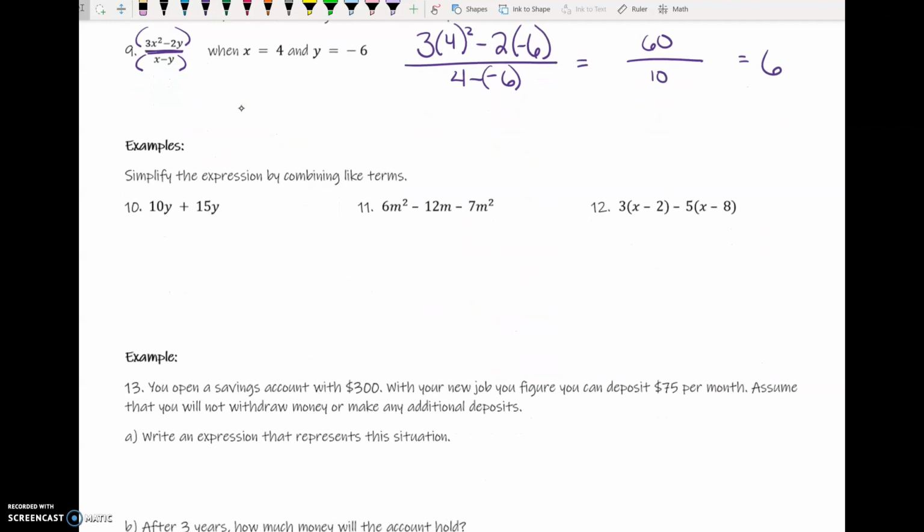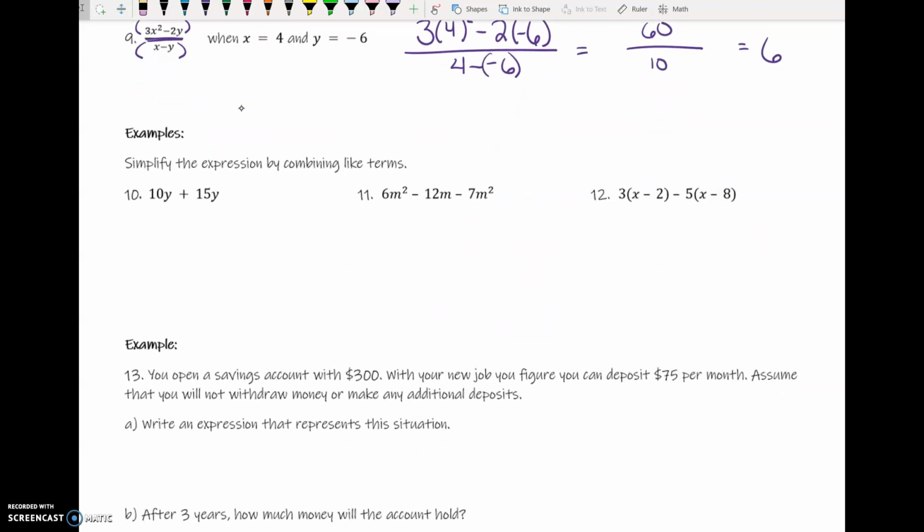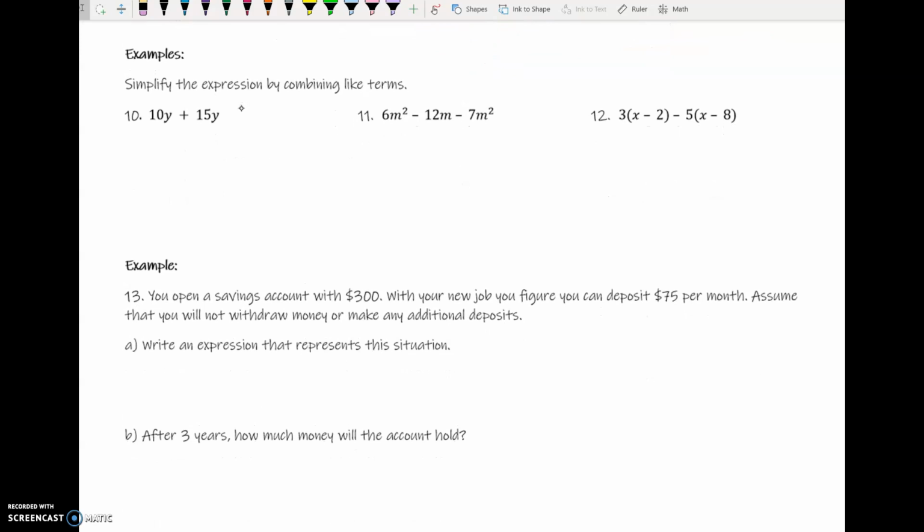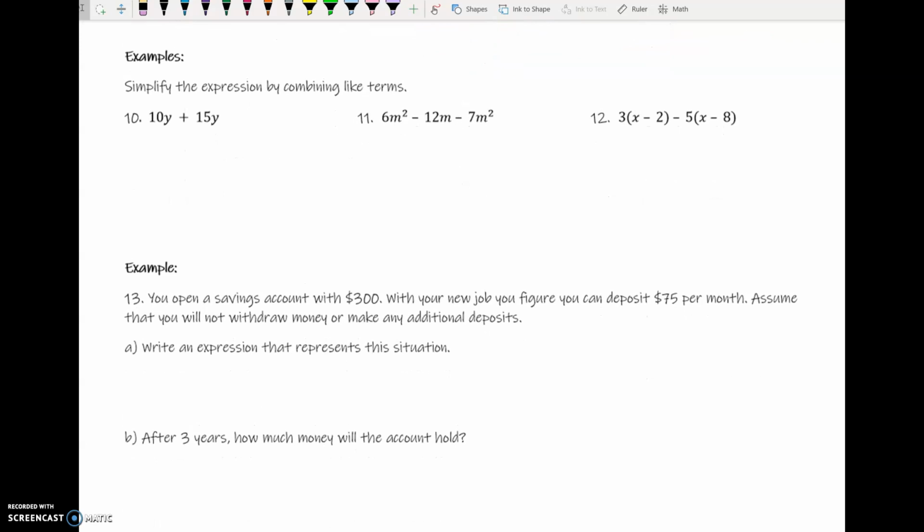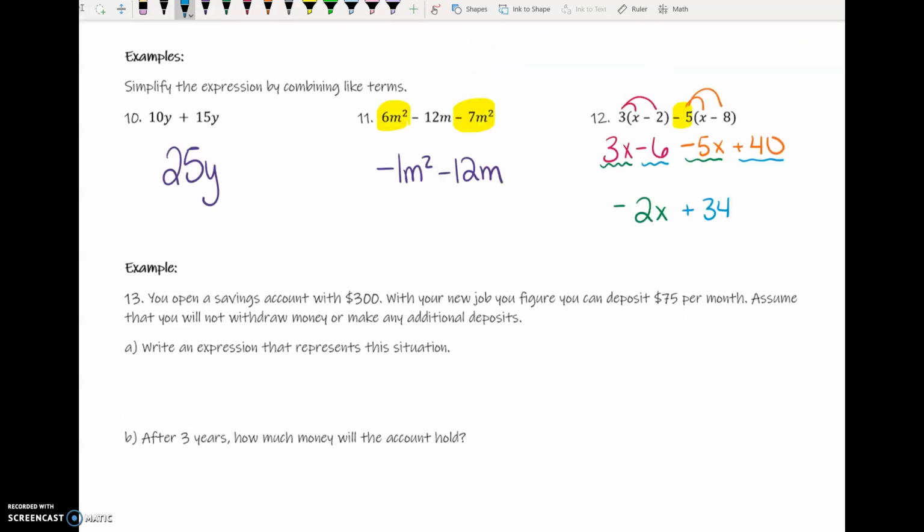Simplify the expression by combining like terms. I want you to pause and see if you can do these on your own. I will show all of my steps when I do my work. On number 11, the minus in front of the 7m squared, attach that negative to it, or think of it as plus a negative, then you can combine them. Same thing on number 12. When you're distributing, this is actually a -5 that you are distributing. Don't lose that negative when you're doing that math.